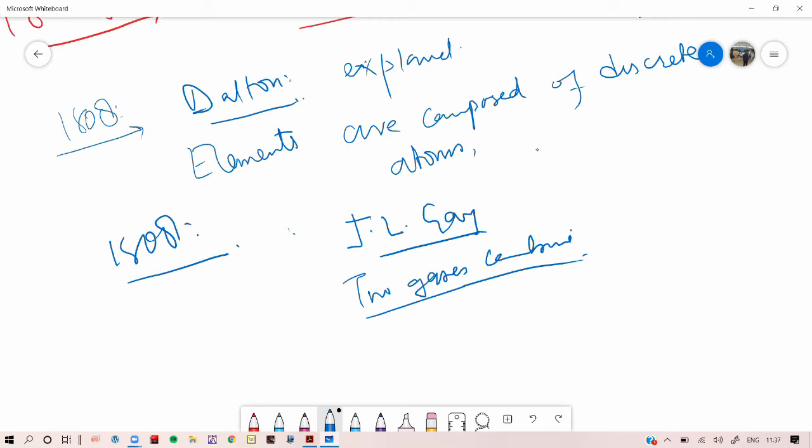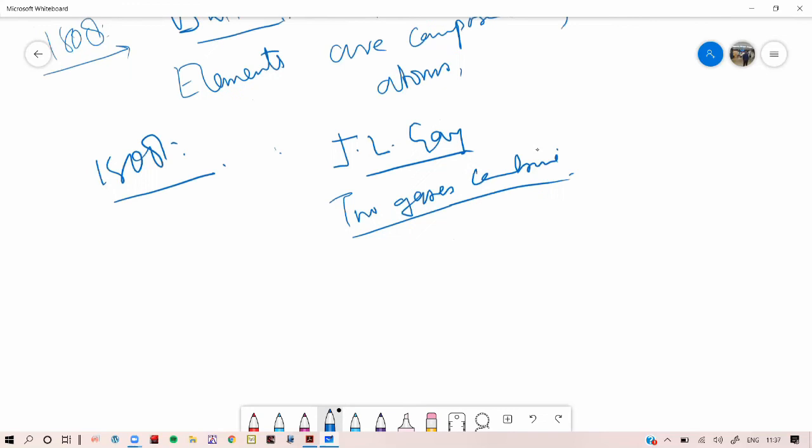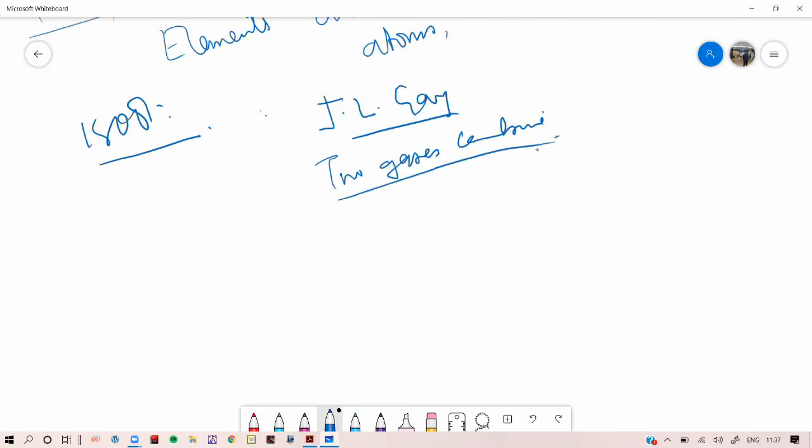Now, these results, the formation of molecules, the mixture of gases, how to measure those gas molecules in terms of those integers, or how to measure the gas volume or the weight in terms of the molecules or the atoms which are forming them. In 1811, the results were explained by Avogadro.